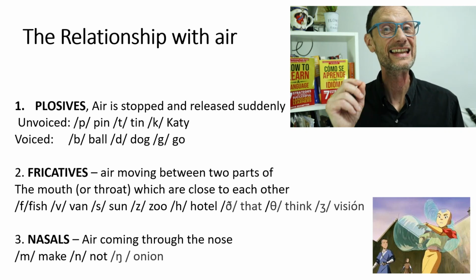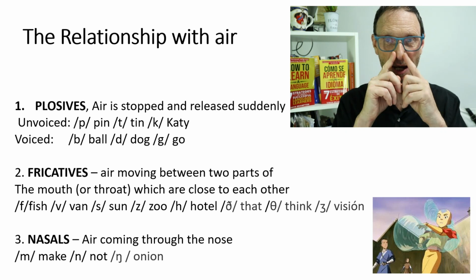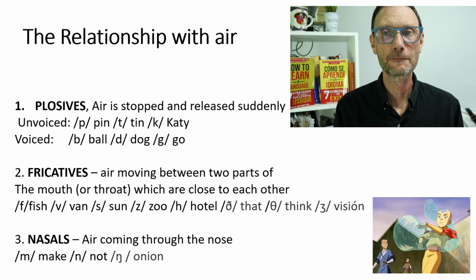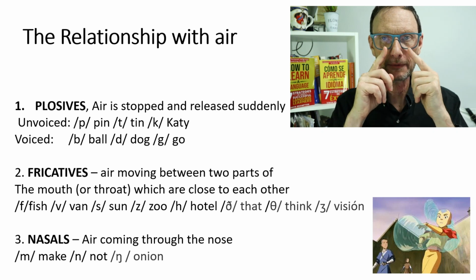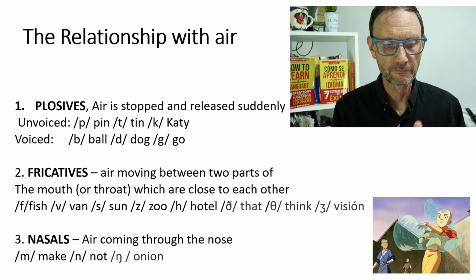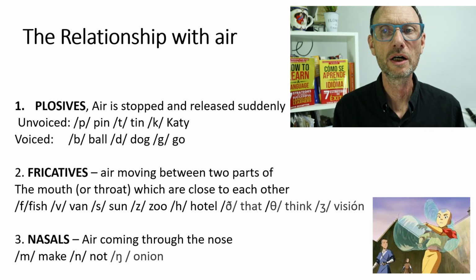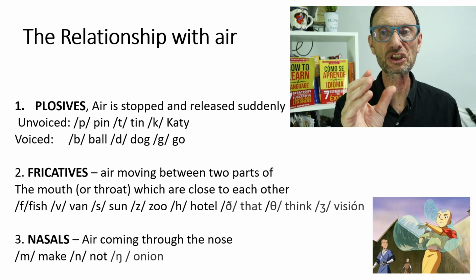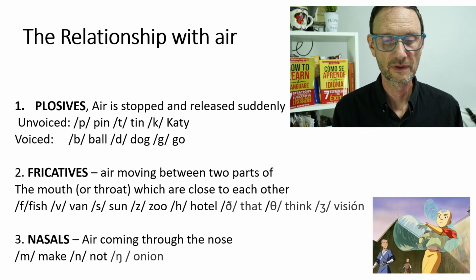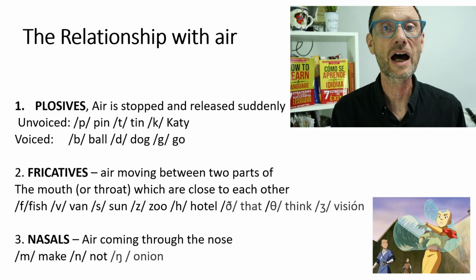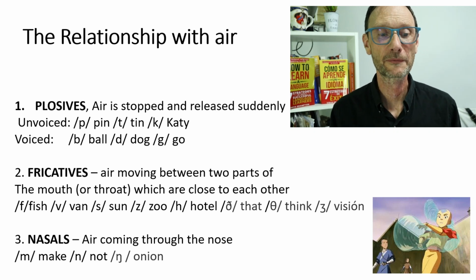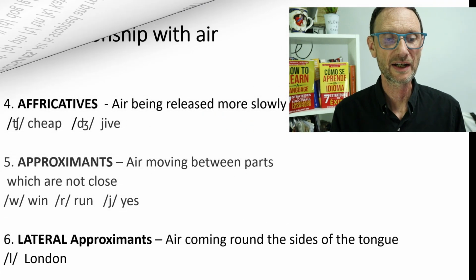Category 3 is nasals, which is air coming through the nose. This makes more sense, doesn't it? So you can hear make, not, and the ñ sound. Onion, onion.